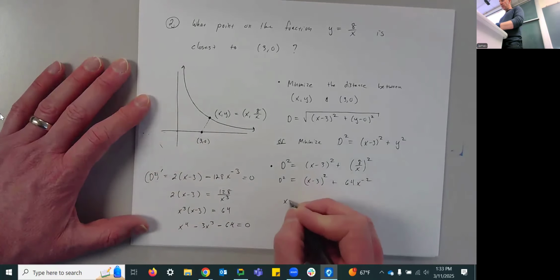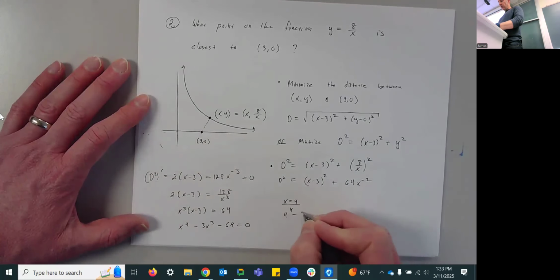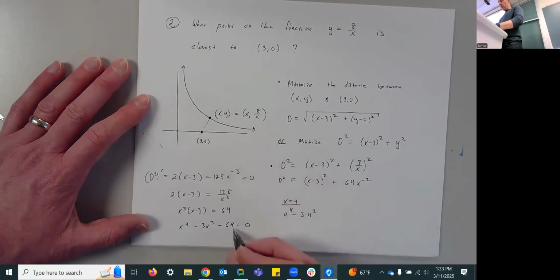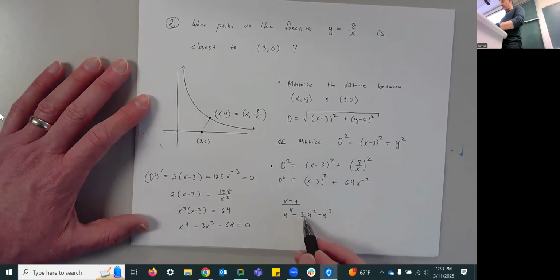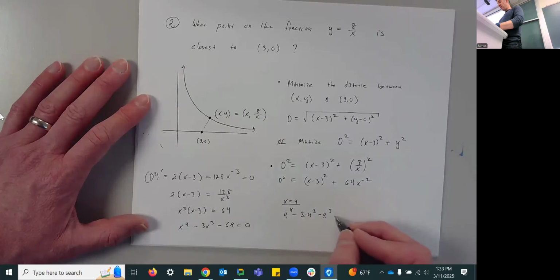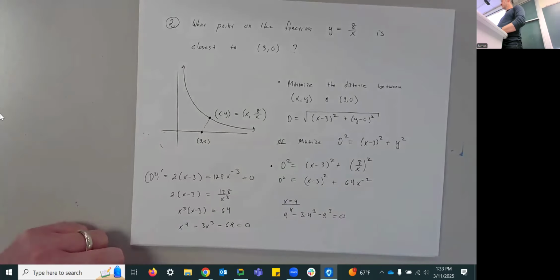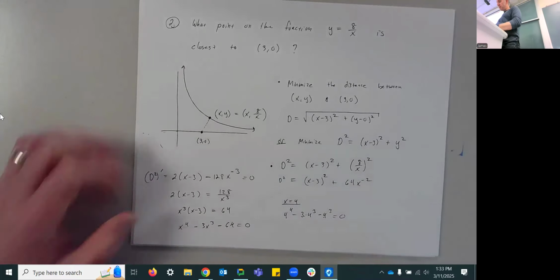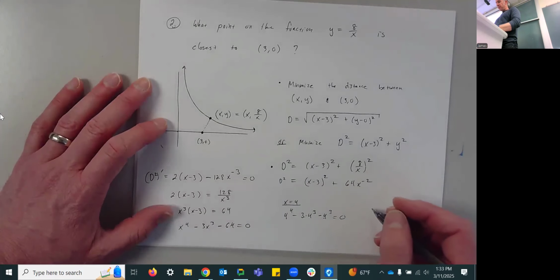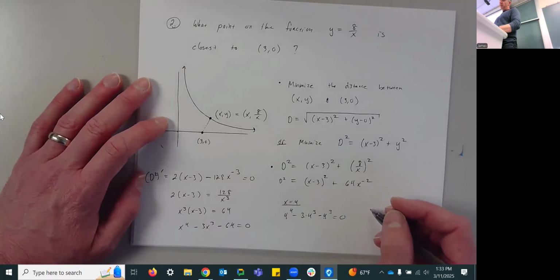If x equals 4, we get 4 to the fourth minus 3 times 4 cubed minus 64. Oh, 3 times 4 cubed and another 4 cubed is 4 times 4 cubed, which is 4 to the fourth. That does equal 0. I know it's not the best method of solving an equation, but sometimes you just have to guess the answer. I'm curious if there's anything else.